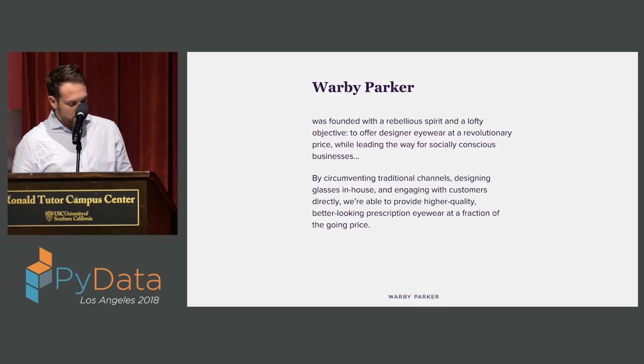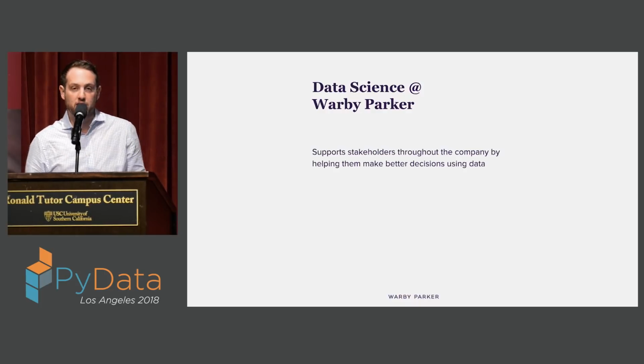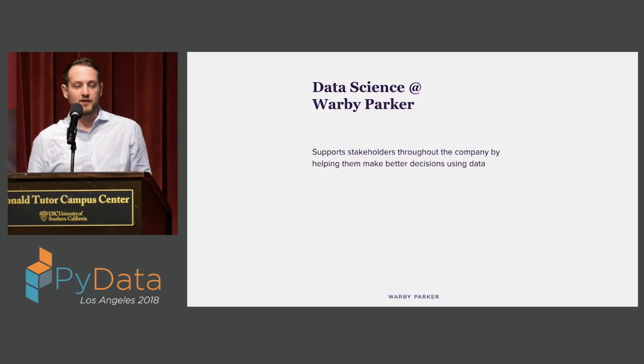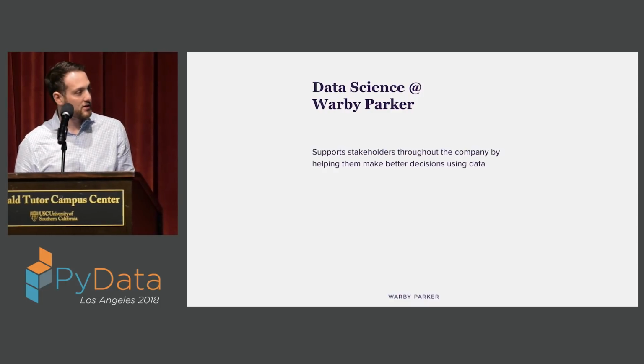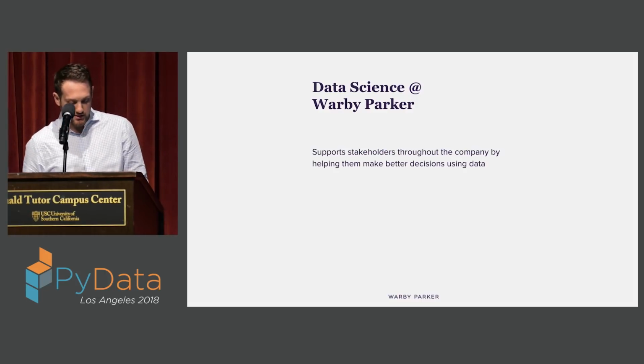So while we do use some off-the-shelf software, we've also written internal software for a lot of things in our business, everything from supply chain management to order processing, CRM, our retail point of sale. And what this means is that we have a lot of data. So this data science team at Warby Parker really supports stakeholders throughout the company by helping them make better decisions with data. And like I said, we have a lot of different kinds of data that we work with. But this talk is about some work that we did with the marketing team.